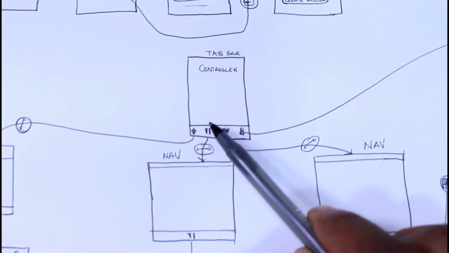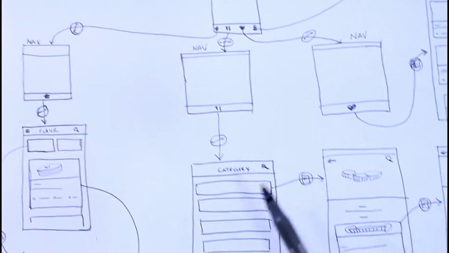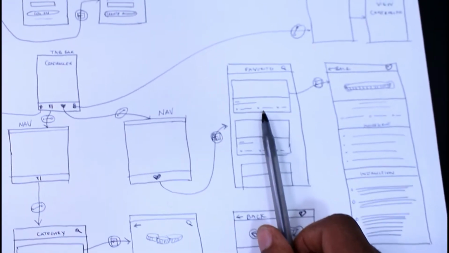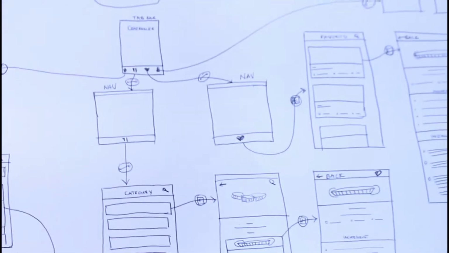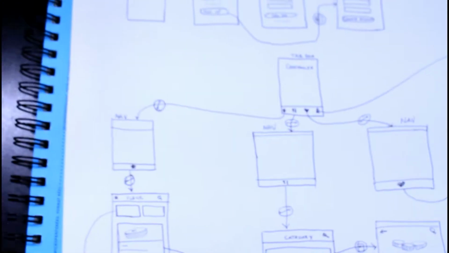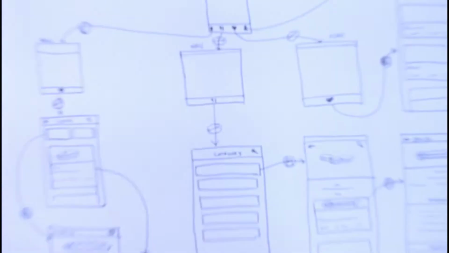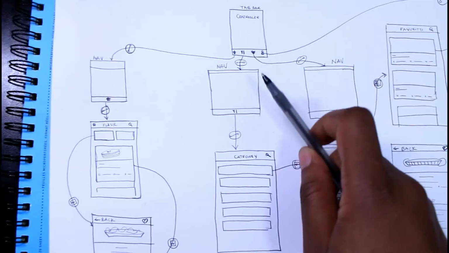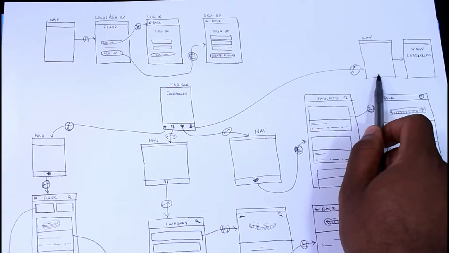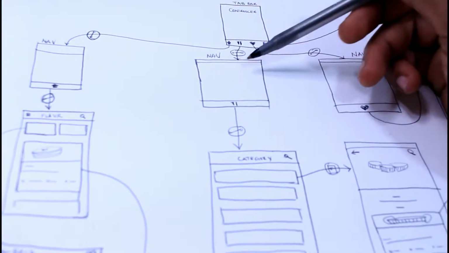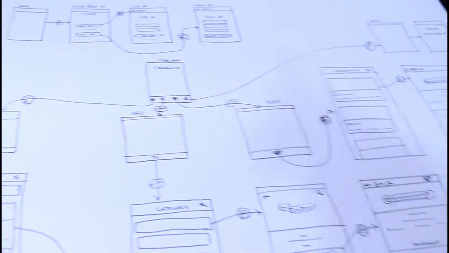Now we need this tab bar so we can navigate between the categories and the favorites and the profile. So that's why we need this tab bar. For each of the view controllers, we're gonna have this navigation controllers. Why? Because when we go forward, we need a way to go backward, and that's why the navigation controllers are important, right?